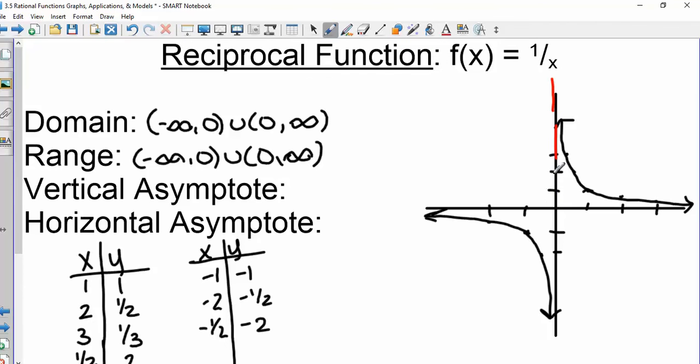Vertical asymptote is the vertical line that you are approaching without actually touching. It is a line, so it needs an equation. Vertical line is always x equals, so that would just be x equals 0. Horizontal asymptote is the horizontal line we approach without crossing, so that would be y equals 0. Is that one okay?